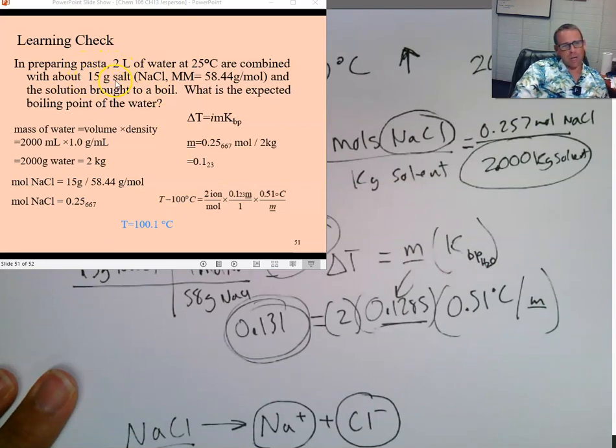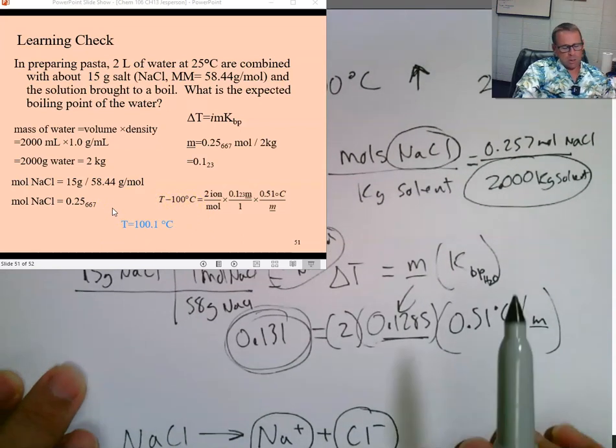So, from putting 15 grams of salt into 2 liters of water, which is actually going to be pretty salty. Not going to be comfortable to eat that much salt in just 2 liters of water. The result is a change in temperature of about 0.1 degrees Celsius.